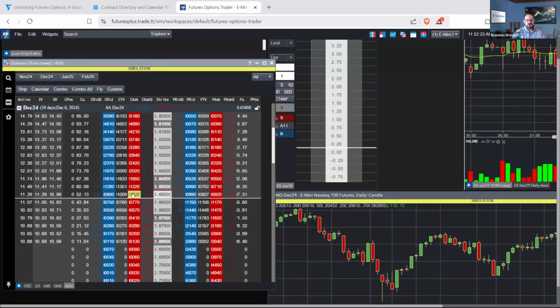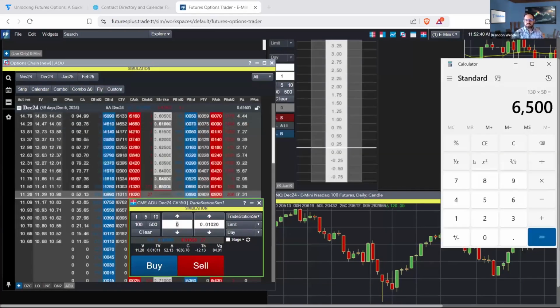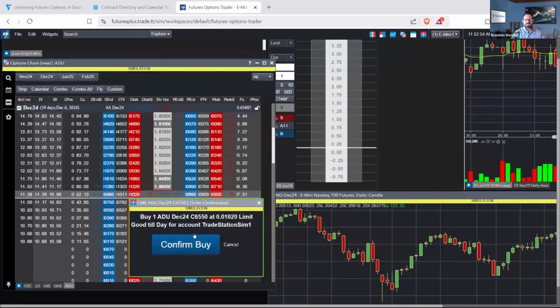If I wanted to buy a call, it is 0.01020. Again, I would just multiply that by the point value. So 0.0102 times 100,000, and that's 1,020 for that contract. That's the premium, 1,020. I click on that buy, that's what it would be.